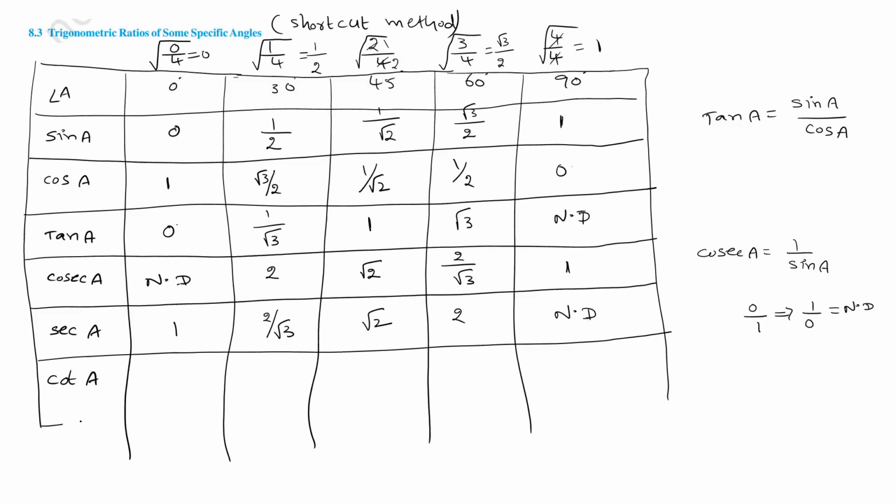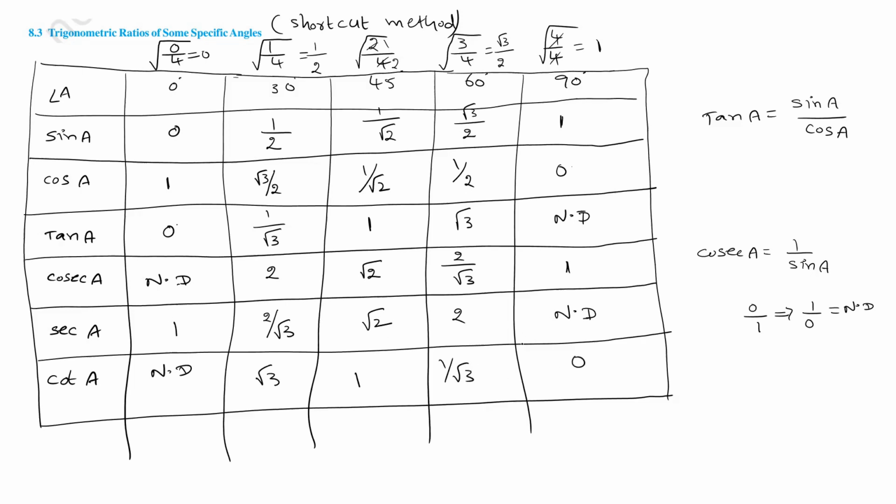Next, for cot, it is nothing but the reverse order of tan. Same as we did for secant and wrote here for cos, the same for cot also: reverse of tan will be this. So this is not defined. And next root 3 is there. And next 1 is there. And next 1 by root 3. And next here 0 is there.